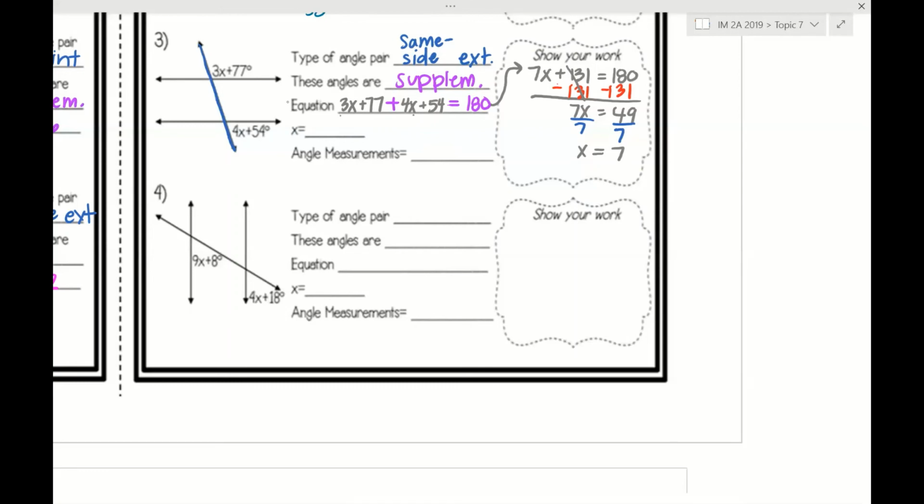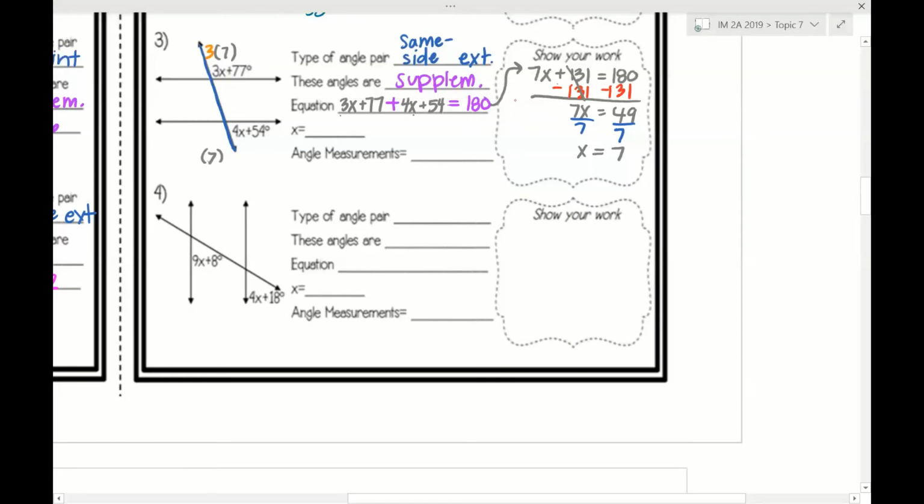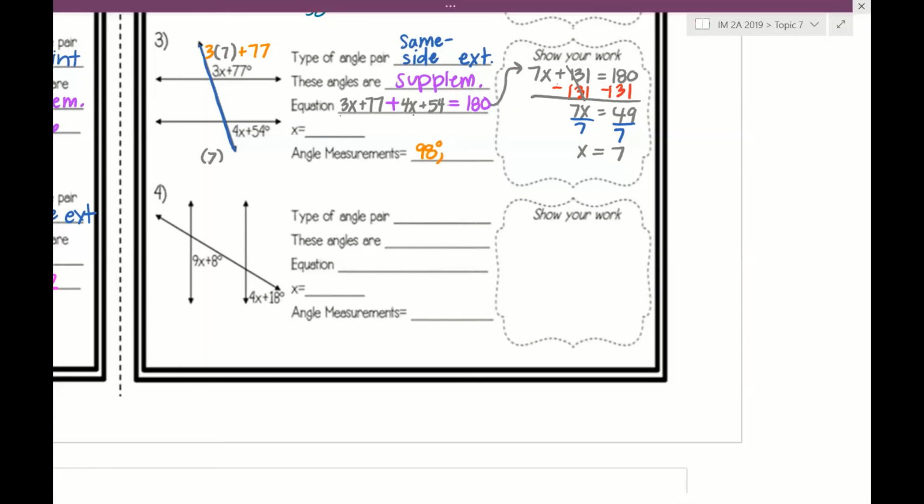And so I'm going to plug 7 in for both of these x's. I'm just going to write the 7's down before I change colors. So I have 3x plus 77. So I have 3 times 7 is 21. 21 plus 77 is going to be 98. So 98 degrees for that first one when x equals 7.